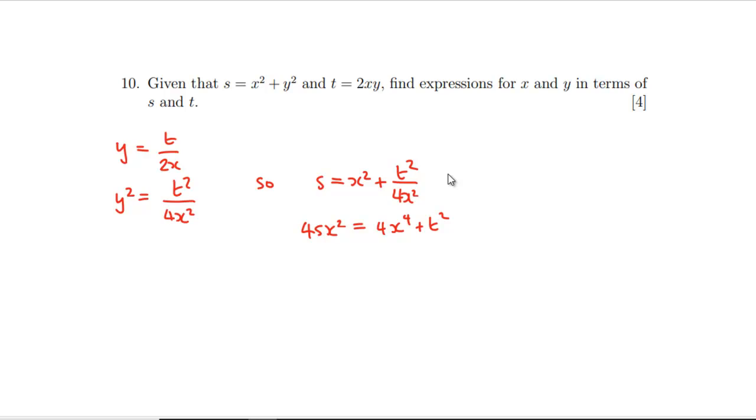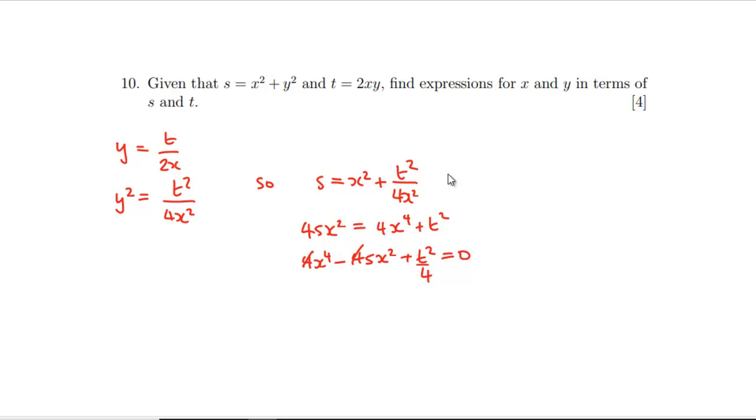Okay. Well, I don't really know what else I can do with this at the moment. So we've got 4x to the 4 minus 4s x squared plus t squared equals 0. I suppose I could complete the square on this. Oh dear, no, I don't like that. Really don't like that at all.